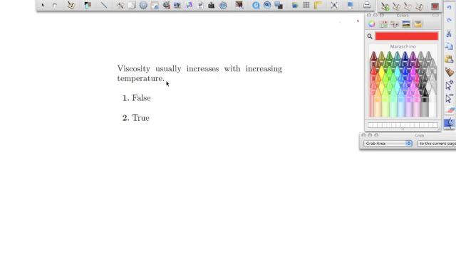If syrup is very cold, it moves at a very slow pace. But if we heat up the syrup and get it hot, it moves at a greater rate. Okay, so in general, what we see is viscosity is inverse to temperature. So as we increase the temperature, it flows easily, so it has a very low viscosity. If we decrease temperature, it moves very slow, so therefore it has a higher viscosity. So the answer to this question would be false. Viscosity usually decreases, that's what it should be, with the increase in temperature.